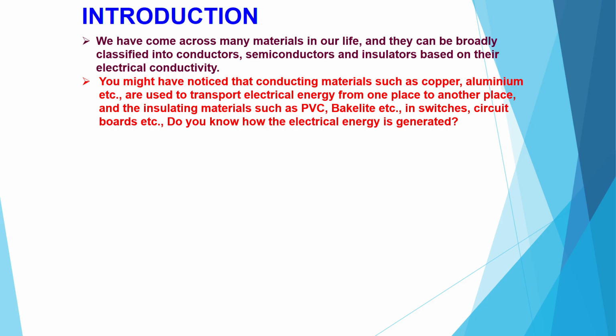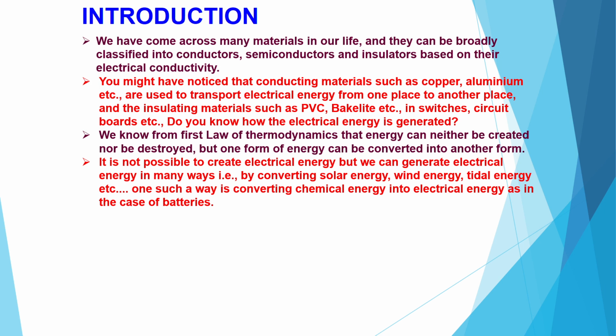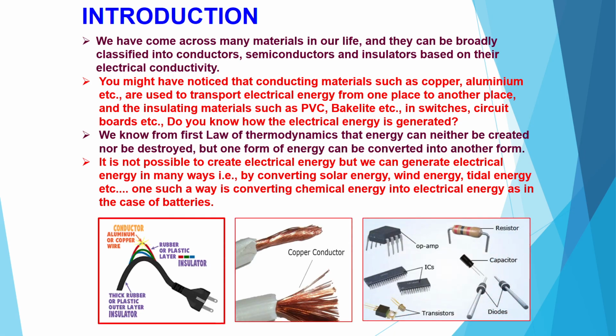Now, from where is this electrical energy coming? There are many sources. As per thermodynamics, we know that conservation of energy holds. So that means we have to convert energy into electrical energy. The source may be solar energy, wind energy, and in some cases it could be chemical energy. In the case of a battery, that's what we are doing. We are converting chemical energy into electrical energy.